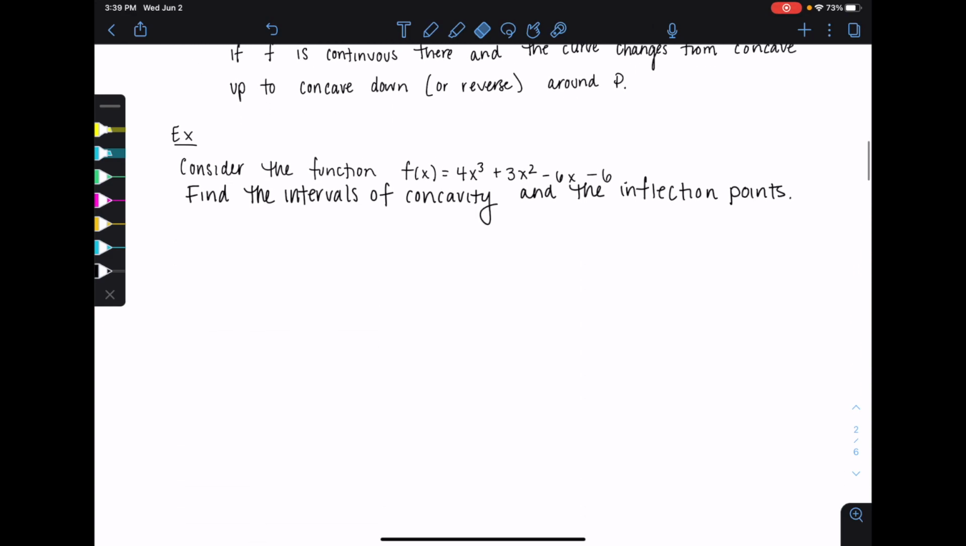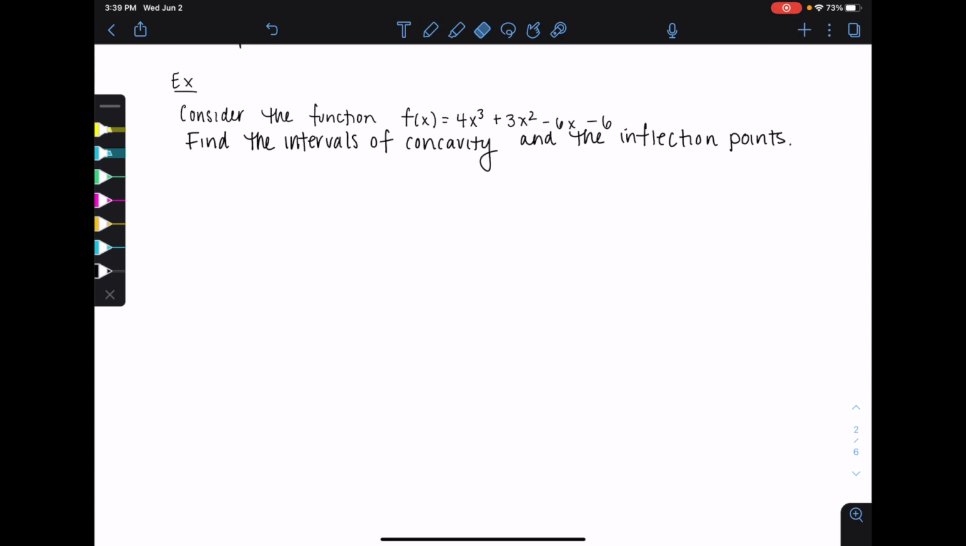So let's try an example. We've been working with this function in our last couple videos. It's a nice third degree polynomial. We want to find the intervals of concavity, and we want to find those inflection points. So we have our function here. We've already found the intervals of increase and decrease on this, so we're not going to go over that again. Our first derivative told us the information about that.